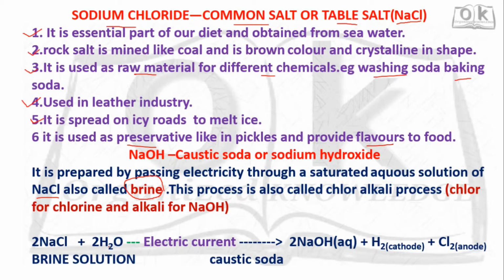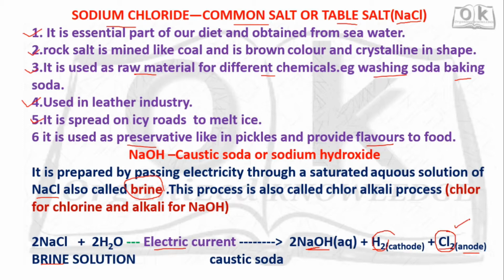And what will be the reaction here? This NaCl plus water will be brine solution, and after passing electric current, what will happen here? There will be formation of caustic soda, that is sodium hydroxide, and hydrogen gas will be evolved here, and that will be collected at the cathode, and here chlorine gas will be evolved and it will be collected at the anode. Chlorine is evolved. Okay, sodium hydroxide, that is NaOH, is also formed, which is known as caustic soda.